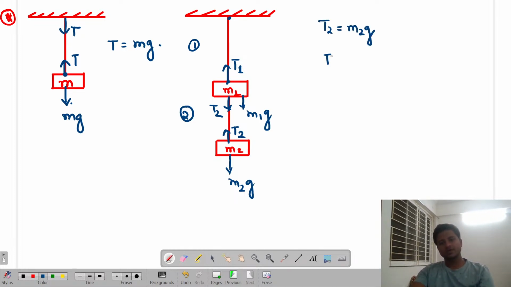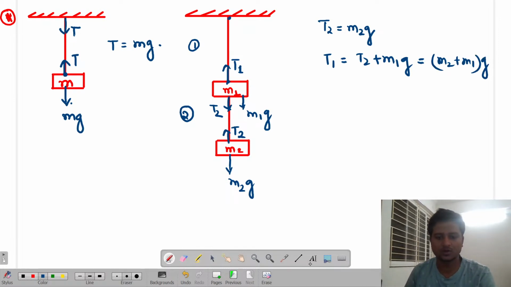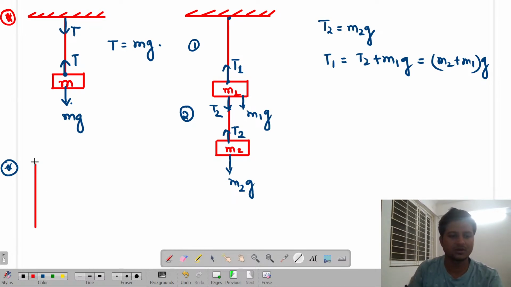M2 into gravity Z and T1 is plus. Yeah, so this becomes how much? M2 plus GM1 plus M2. Are you able to get me or not? Now think of one more case. Let us bring one more case over here itself and consider that one.